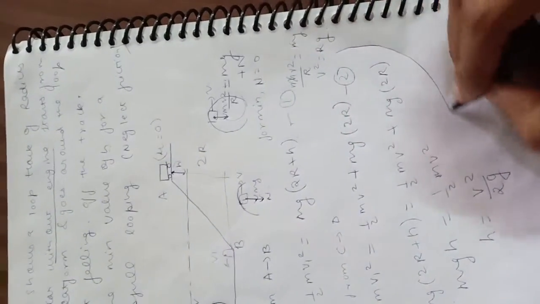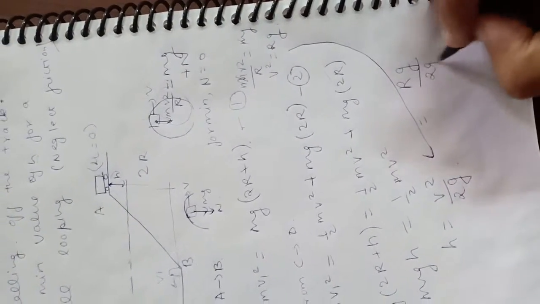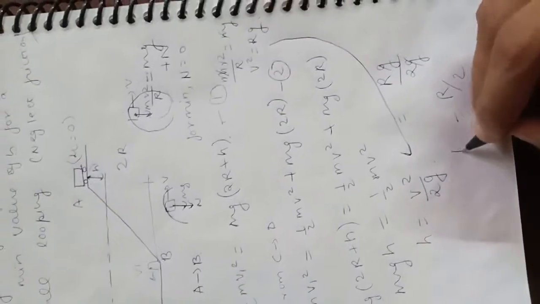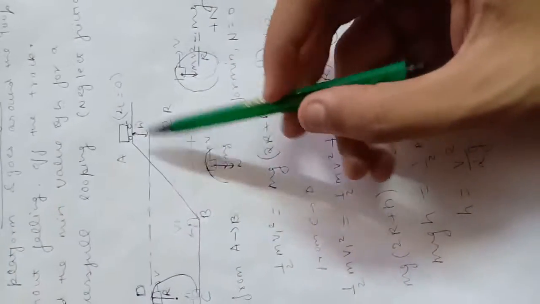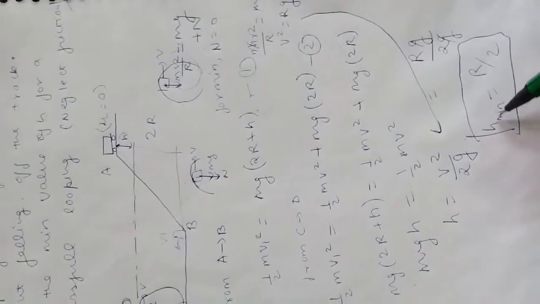We put the value of v square here. So h equals r times g by 2g, g cancels, r by 2, which is the h minimum. It is r by 2. So for minimum velocity, just completing the circle, we need h minimum equal to r by 2. And that's the answer to the question. Thank you guys.